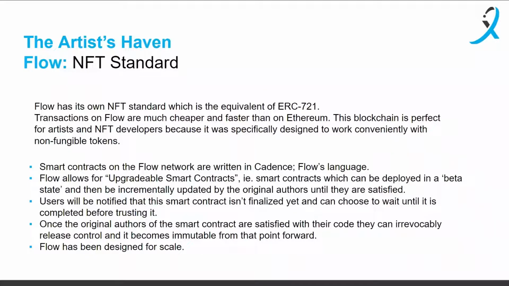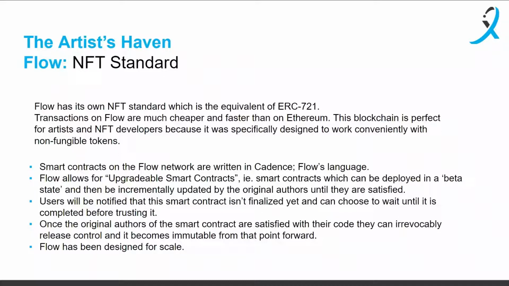So smart contracts on the Flow network are written in Cadence, which is Flow's language, the equivalent of Solidity. What Solidity is to Ethereum, Cadence is to Flow. And it allows for upgradable smart contracts, i.e. smart contracts that can be deployed in a beta state and then incrementally updated by the original authors until they're satisfied, and then fully released on the blockchain. So that's an interesting feature as well.